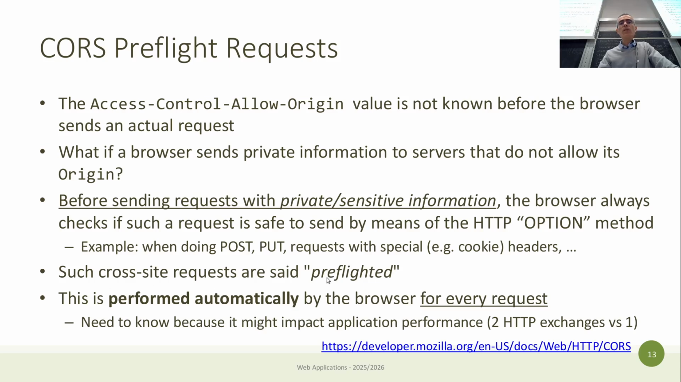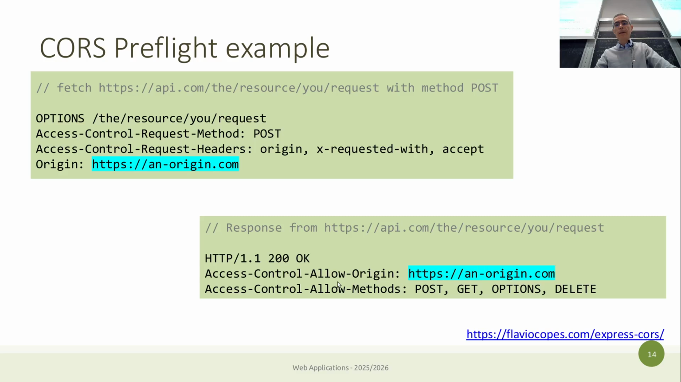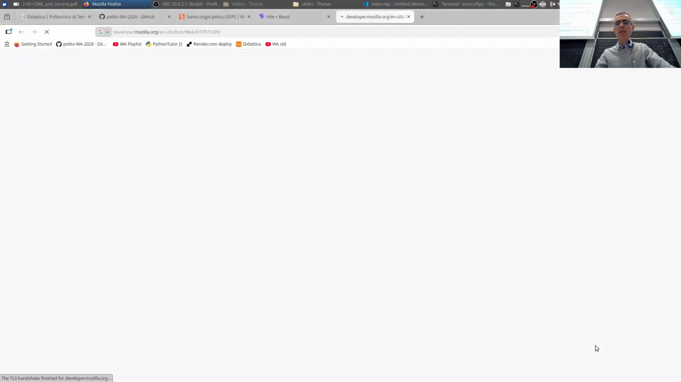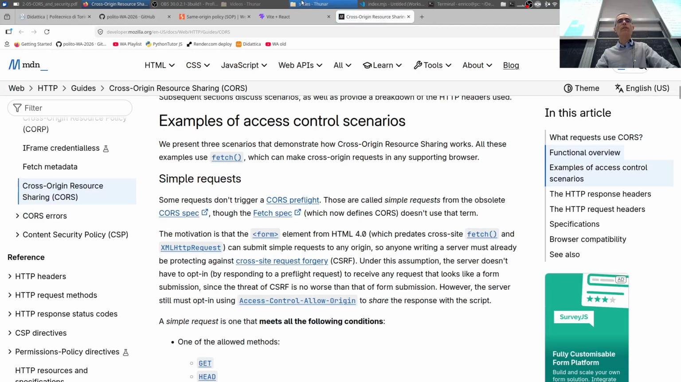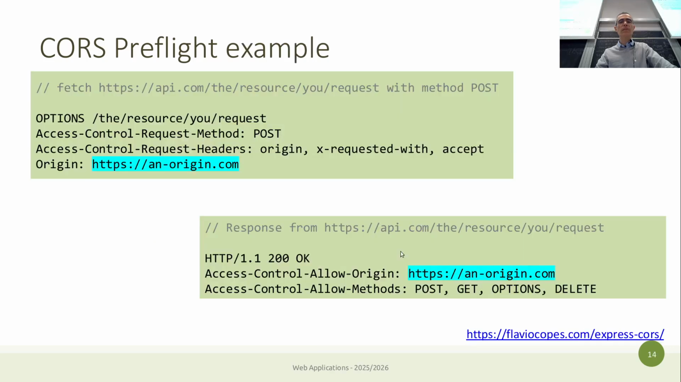Such cross-site requests are simply said to be pre-flighted, because this HTTP OPTIONS method in this case is called a pre-flight request. Okay? Here it's in the title. This is performed automatically by the browser for every request. Okay? Because this header in the response could change depending on the URL and so on. We don't actually know what the server will answer before we do the request. Okay? Okay, good. That's some explanation also on the official pages like Mozilla and so on. Okay, if you want to check this information in more detail.